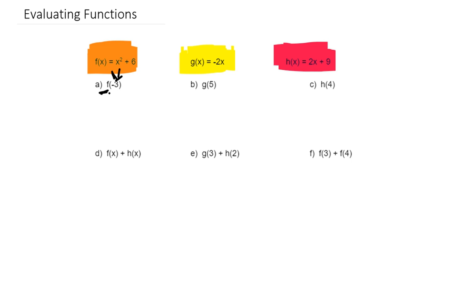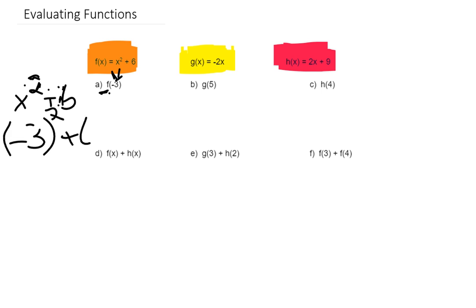So all I'm going to do is take my f function, which is x squared plus 6, and all I've got to do is plug in negative 3 for x. So I would have negative 3 squared plus 6. Negative 3 squared would be negative 3 times negative 3, which gives me a positive 9, plus 6 would give me 15.